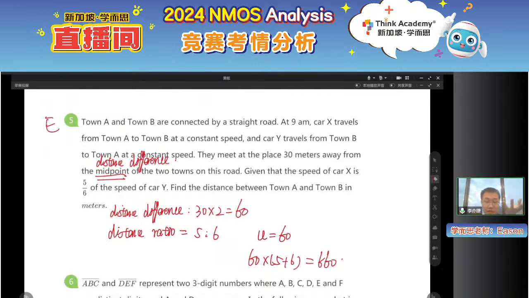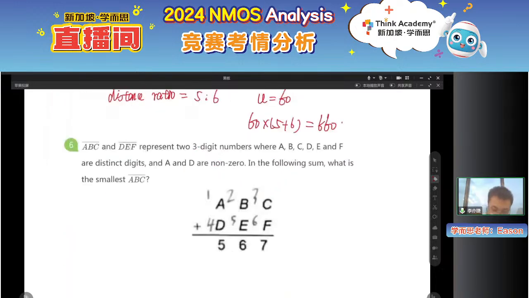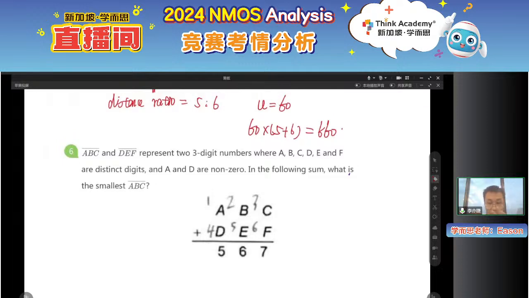As long as we see the midpoint, we think of the distance difference, things are easy to solve, right? Question 6. This is not my note. This is a note quote from one of my students because I take a photo of a paper, right? So now ABC and DEF are two 3-digit numbers. They are all distinct, and A and D are non-zero. Now we want to make the smallest ABC here.